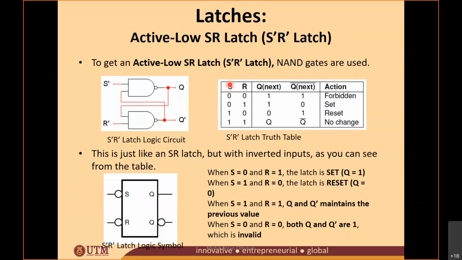Kenapa? Sebab dia ada S bar ni. Bila S bar kamu letak kosong, so kamu tahulah, you are going to set. Bila R bar you put a 0, you're going to reset. Bila S bar, R bar is 1, 1, so this is no change. Dia hanya inverted of sebelum ni active high SR latch. Untuk latch ni, kamu hanya cuma perlu hafal dia punya truth table je. Once you hafal the truth table, then apa-apa soalan pun kamu boleh jawab.